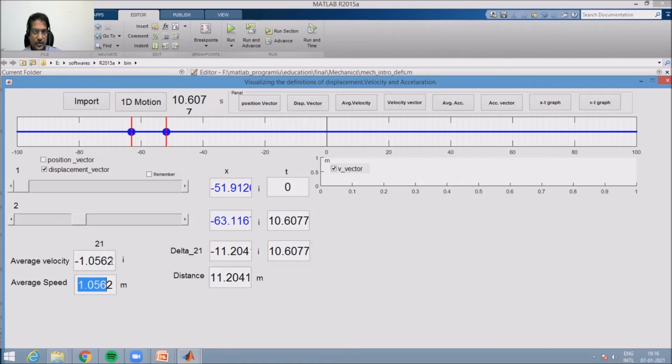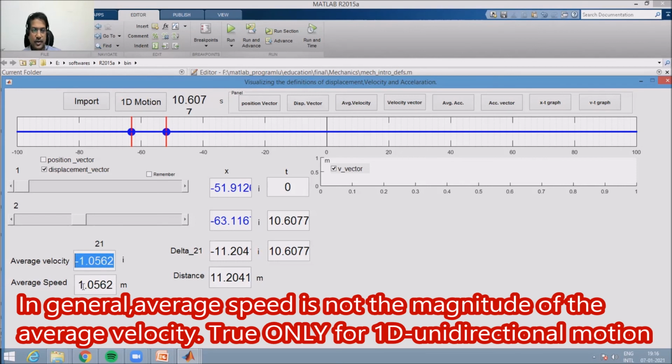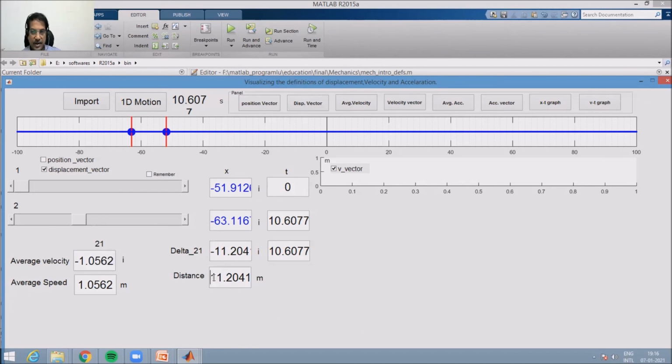It will be magnitude of this, because it tells how fast it is moving. It does not tell about which direction it is moving. It is obtained from distance divided by time, that is 11.20 divided by 10.66.